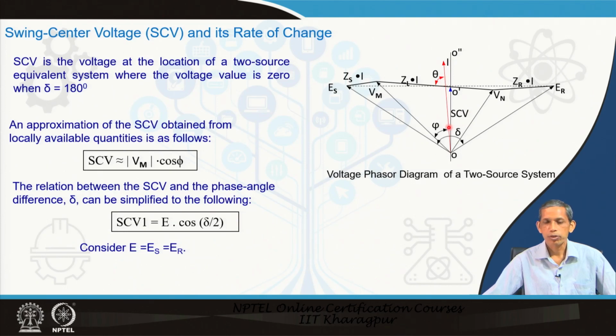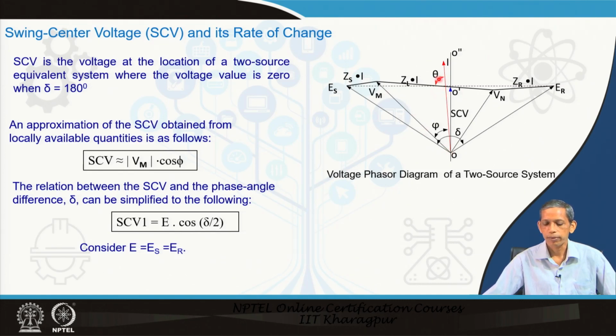So, that becomes very close to SCB, with little difference. So, an approximation of SCB obtained from the locally available quantities; locally we are trying to make approximations that this Vm cos phi becomes this.